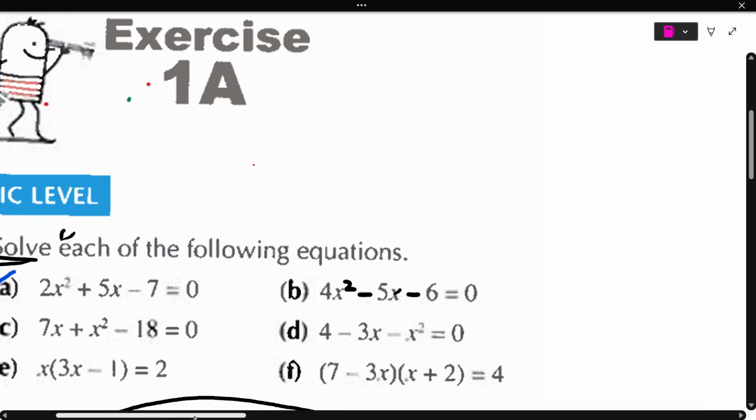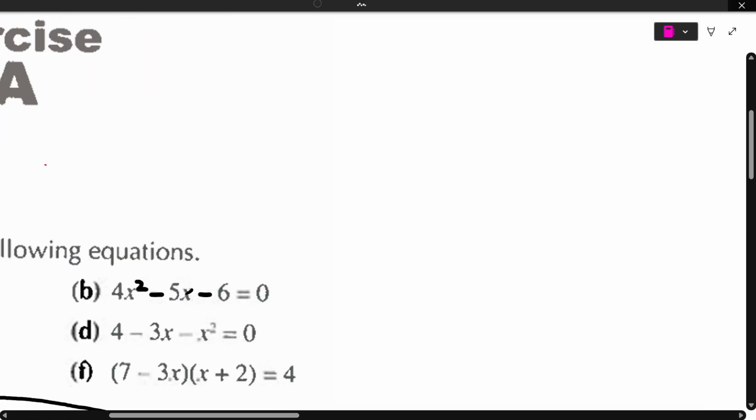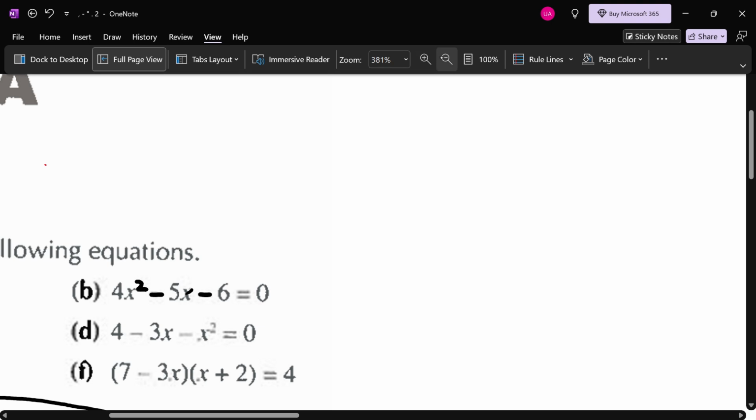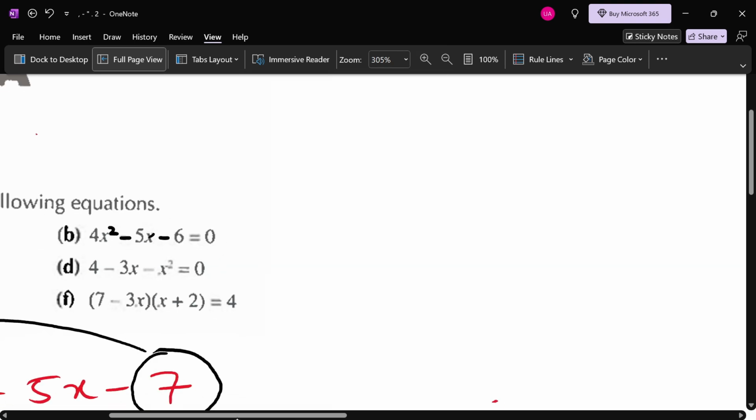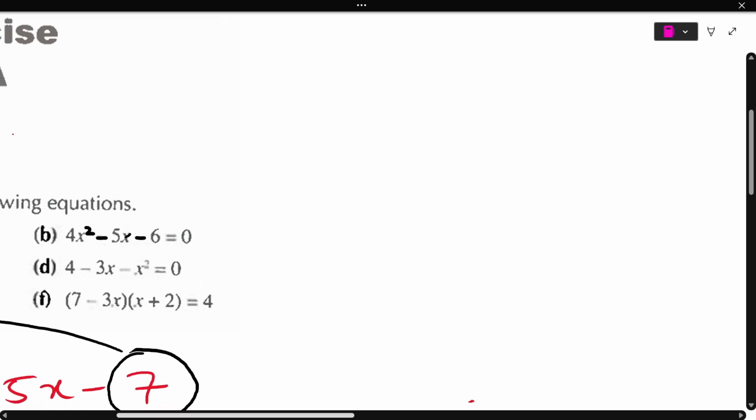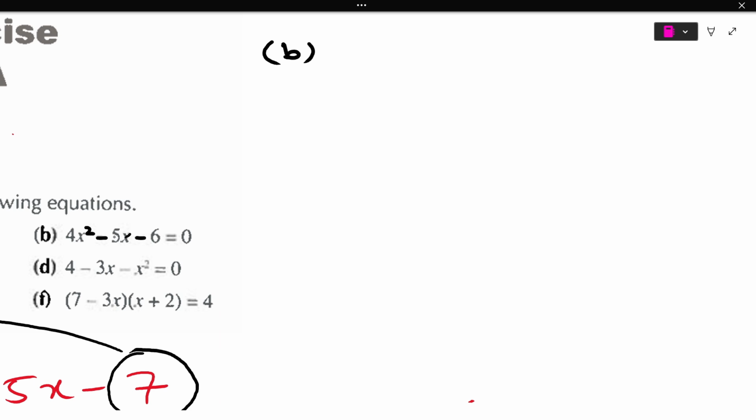Now again, first of all, just answer what I ask you. First of all, tell me, is this a quadratic equation, part number B? My question to you is, is this a quadratic equation or no? Yes. Right. So how do you solve a quadratic equation?